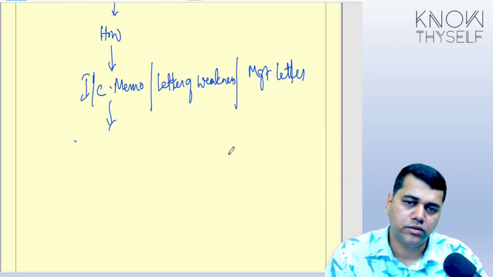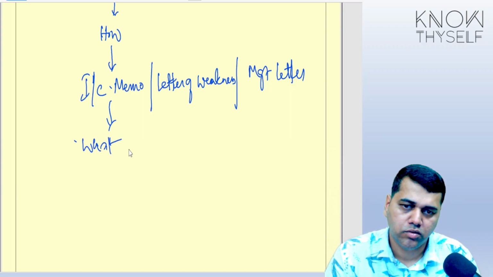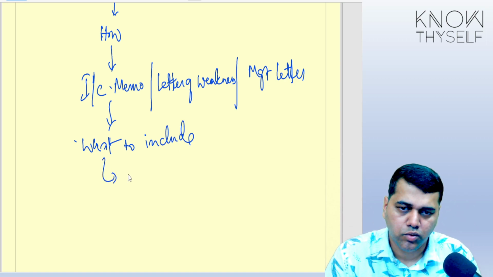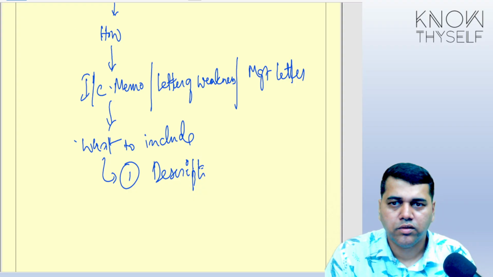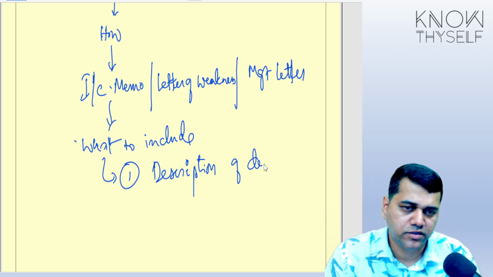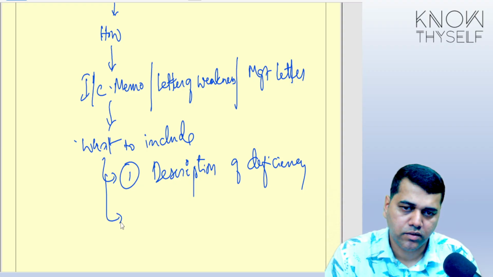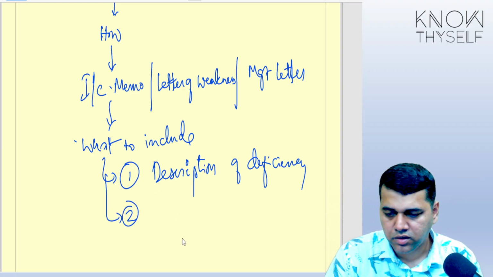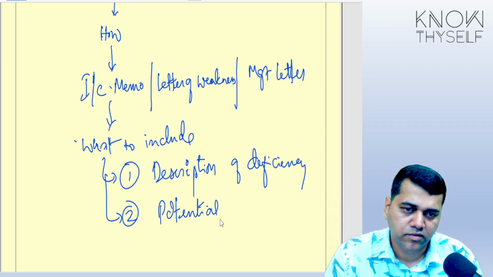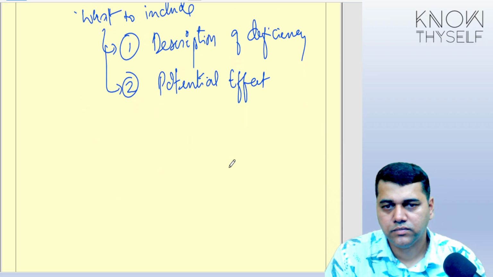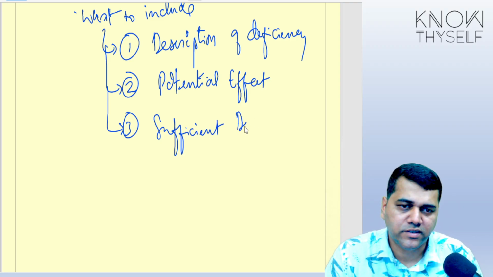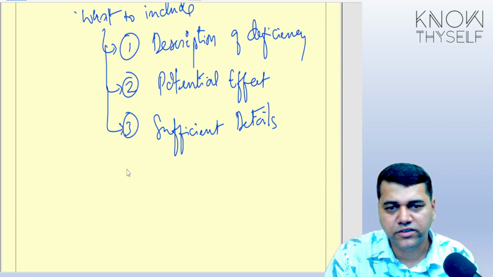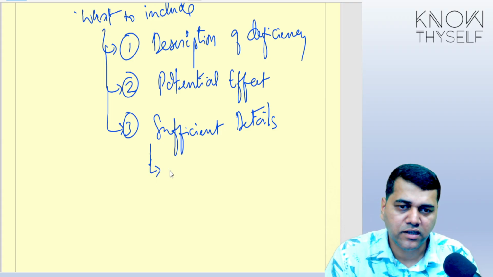Okay, what to include? One, you need to include a description of the deficiency, the potential effect, and the third, sufficient details so that they can understand the context. So what are all those sufficient details?